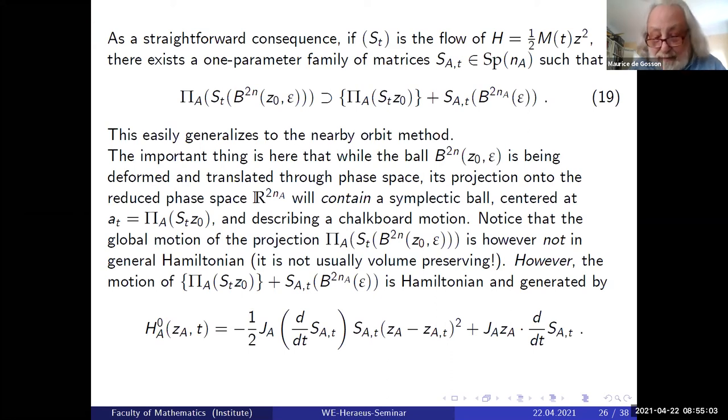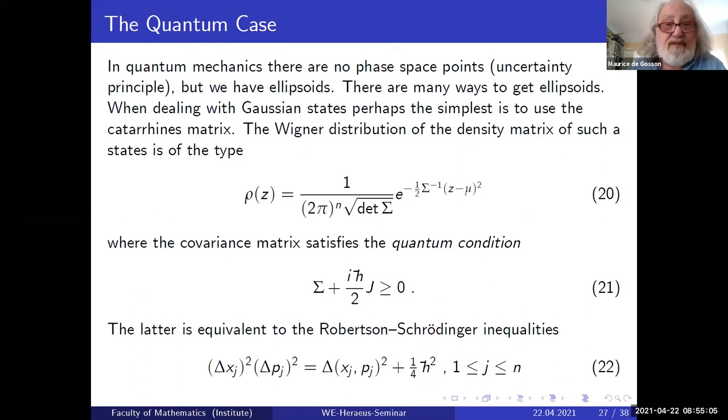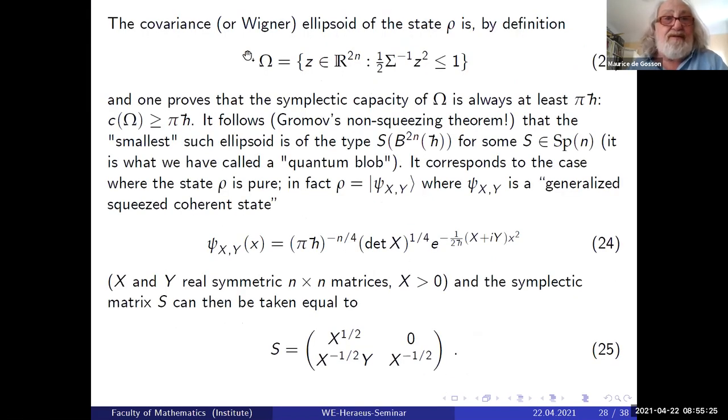I've been a little bit too slow, so quickly a few words about the quantum case. I take a Gaussian quantum state, that is, a state with the Wigner distribution of the type 20. It has to satisfy a certain quantum condition, which is equivalent to the Robertson-Schrödinger inequalities. This is well known. The covariance ellipsoid of the state is by definition what is given here in formula, Omega.